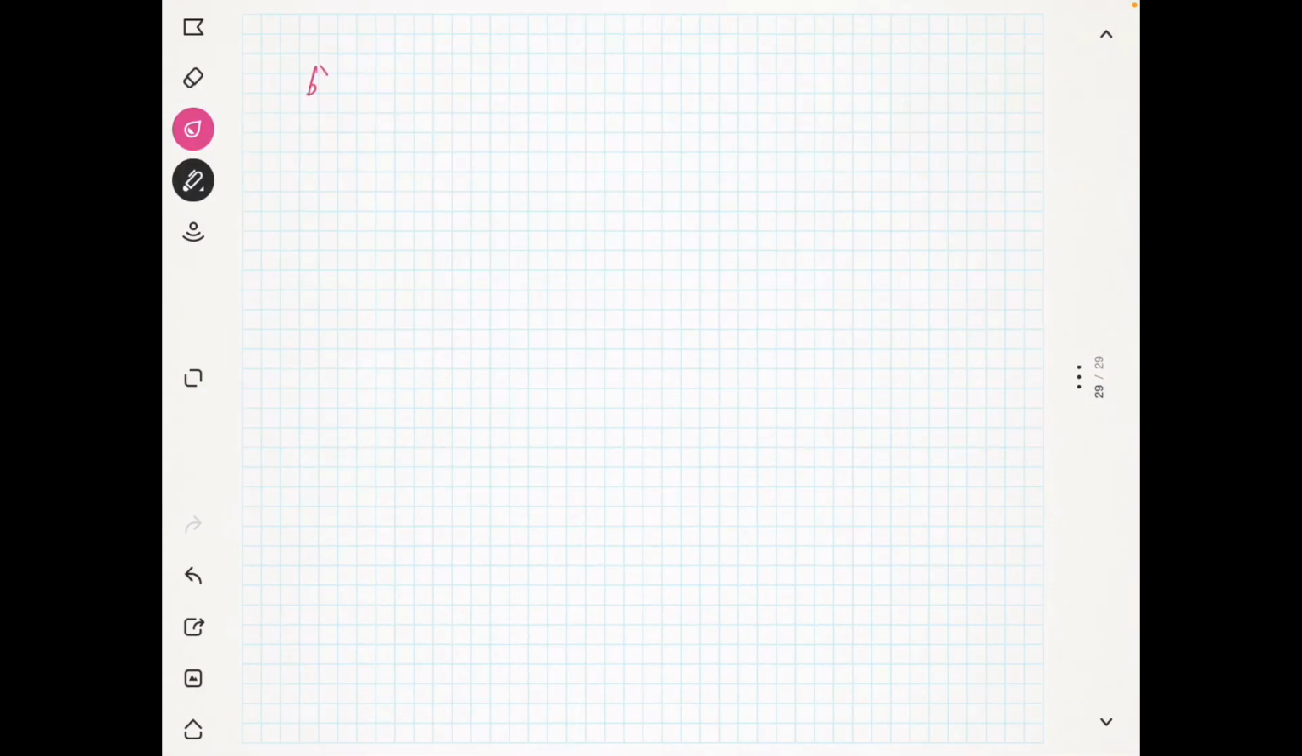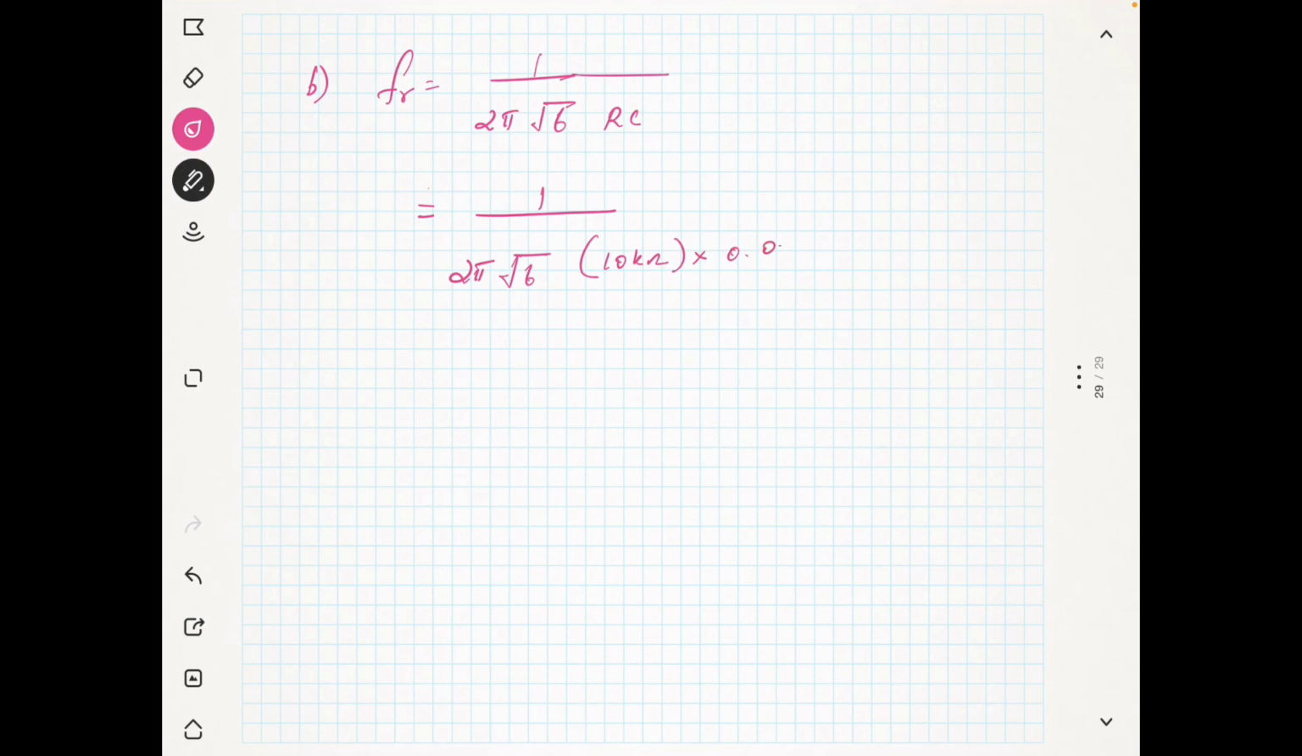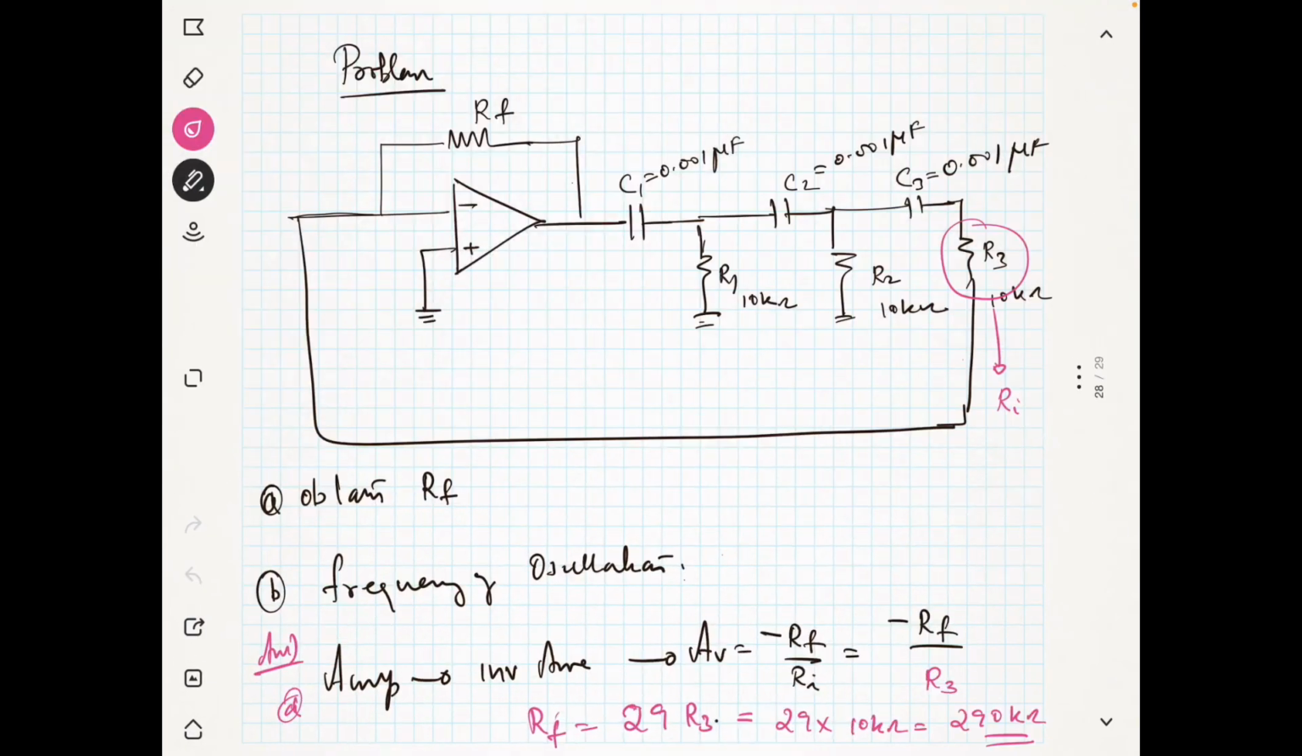Now the second part is the resonant frequency. It is 1 by 2 pi root of 6 into R into C. So this is 1 by 2 pi root of 6 into RC, 10 kilo ohm multiplied with 0.001 microfarad, and you will get it as 6.5 kilohertz. So this is how you can solve this kind of problems. We will see design problems later in the next class.